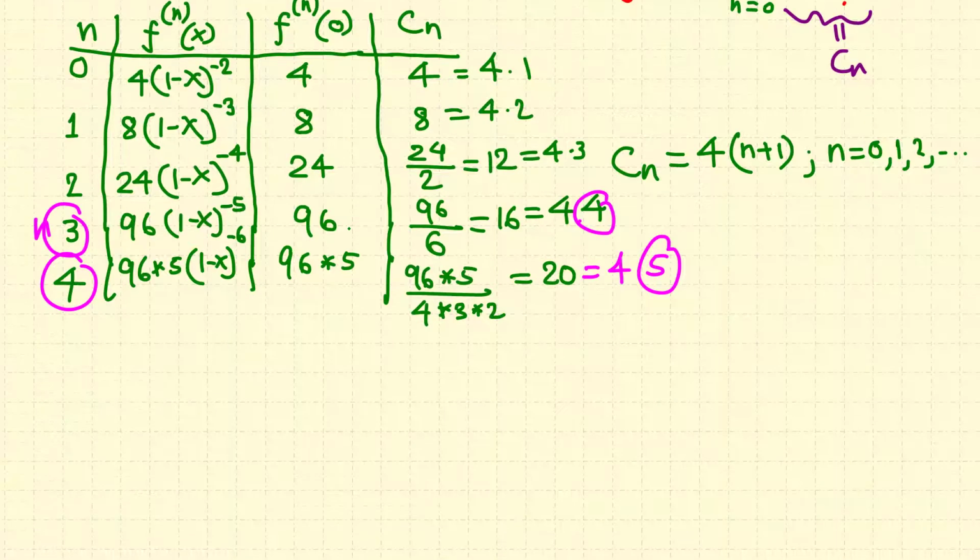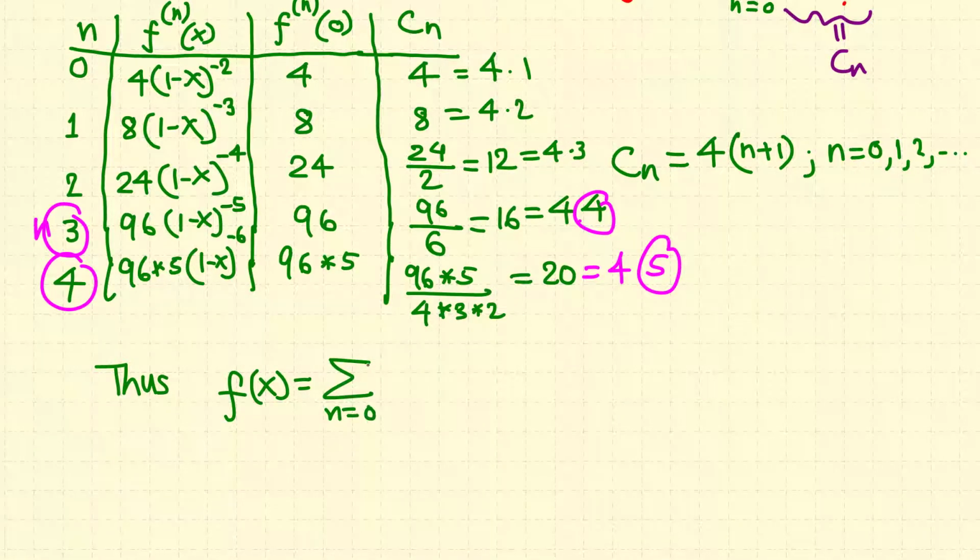Thus, the Maclaurin series is the sum from n equals 0 through infinity. That's cn. We found 4(n plus 1) times x to the n.